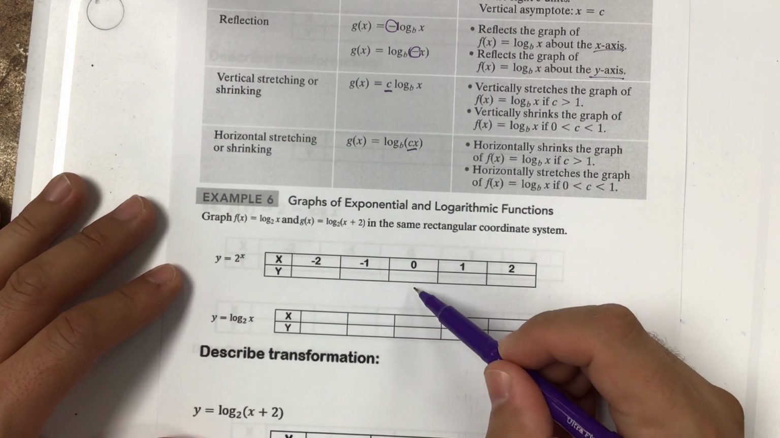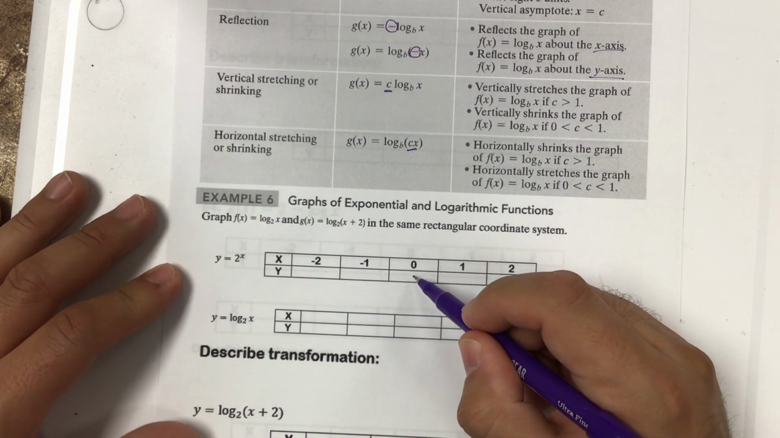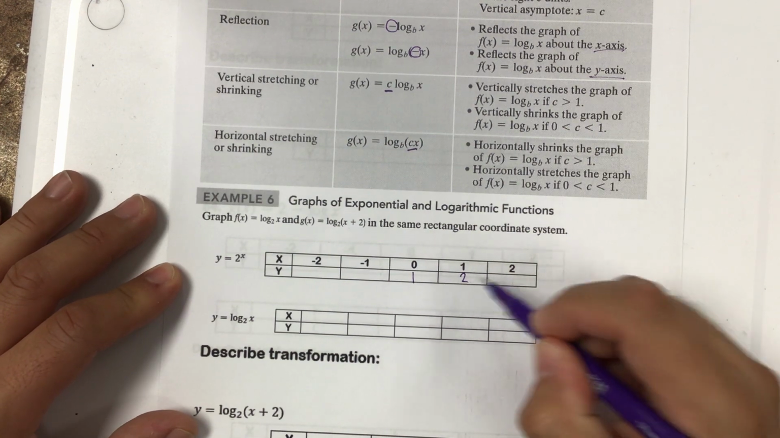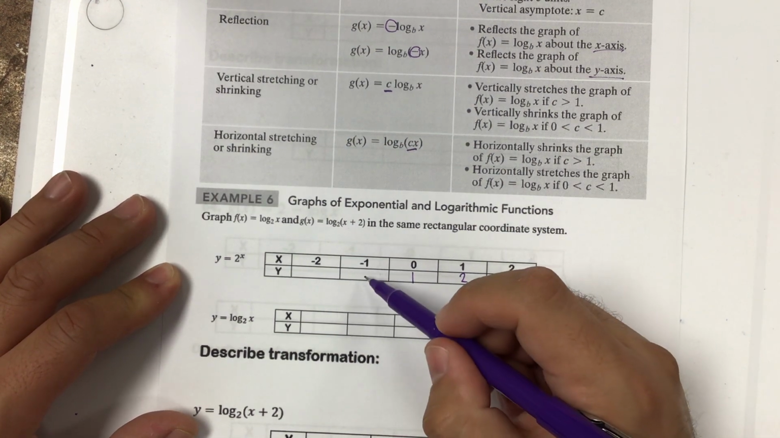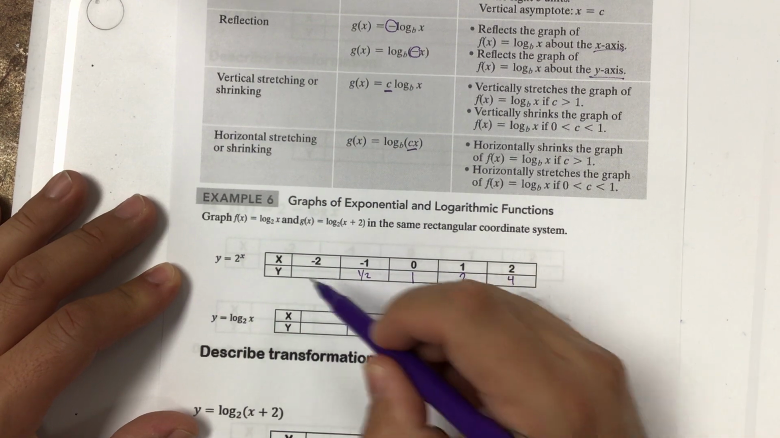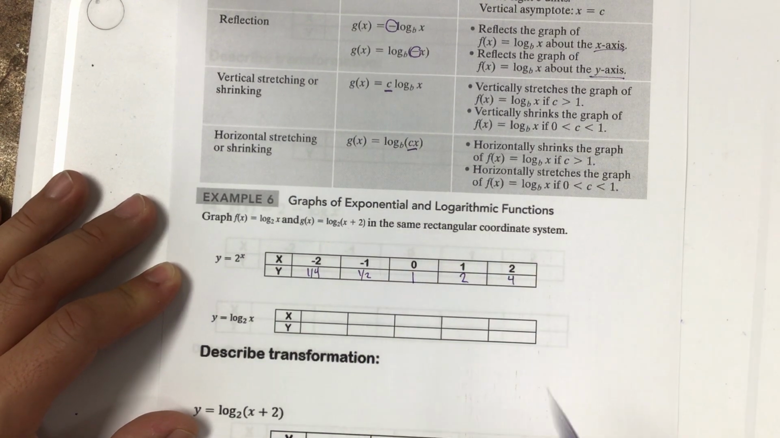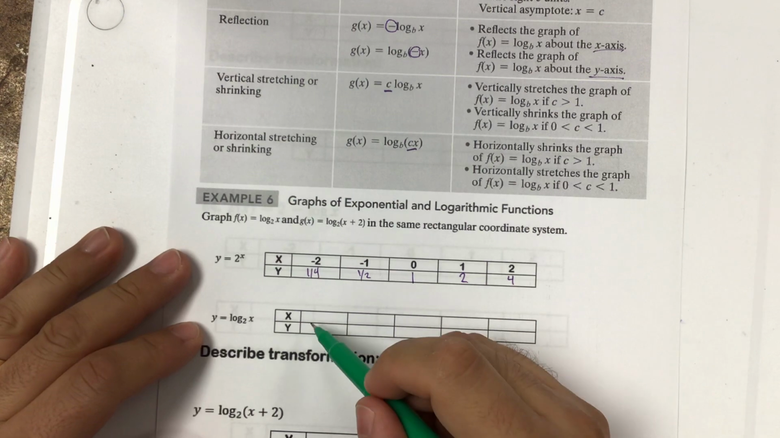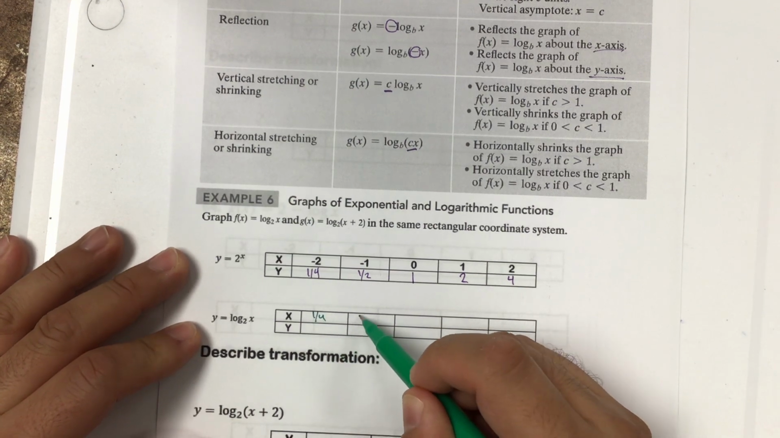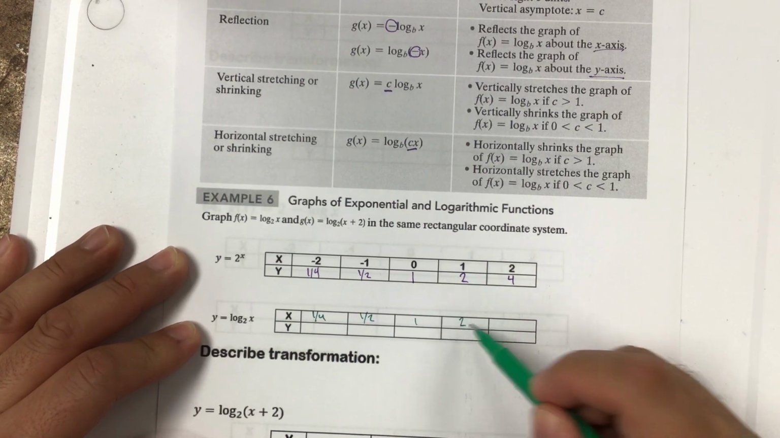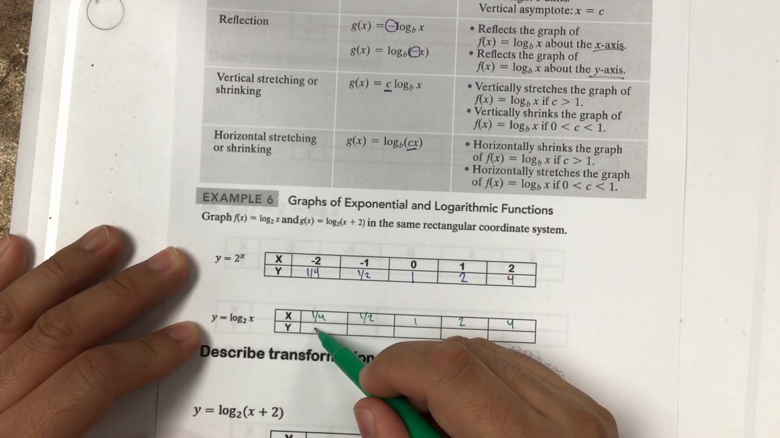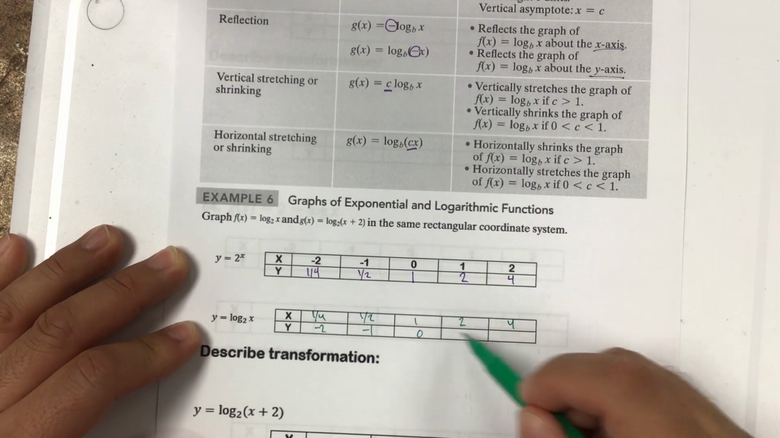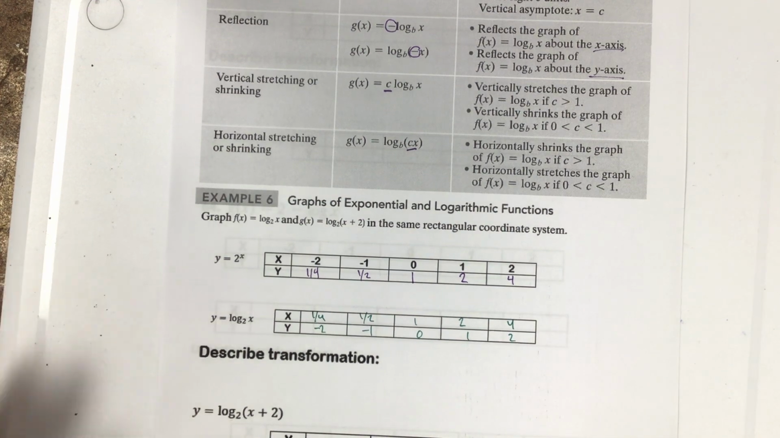Can somebody tell me the values that go starting here? 1, 2, 4. Okay, what about here? 1/2, 1/4. Nice job. So those are our values. Now, to get the logarithmic function, what do I do with those points? Flip them. So what are my new x values? And my new y values? Good.